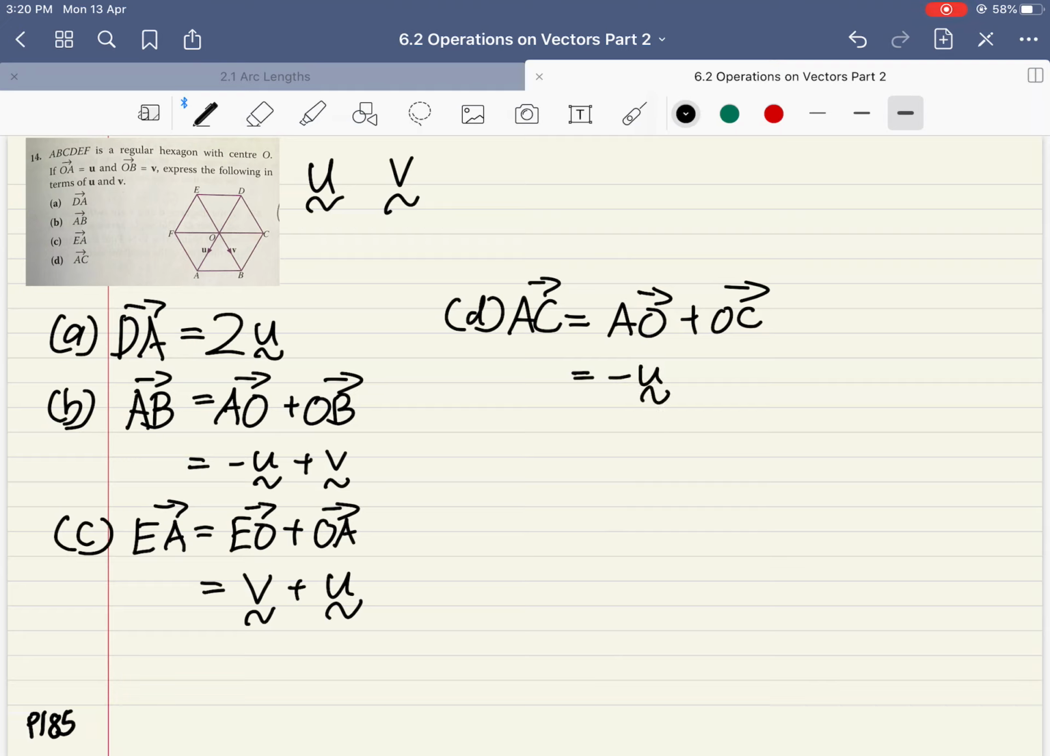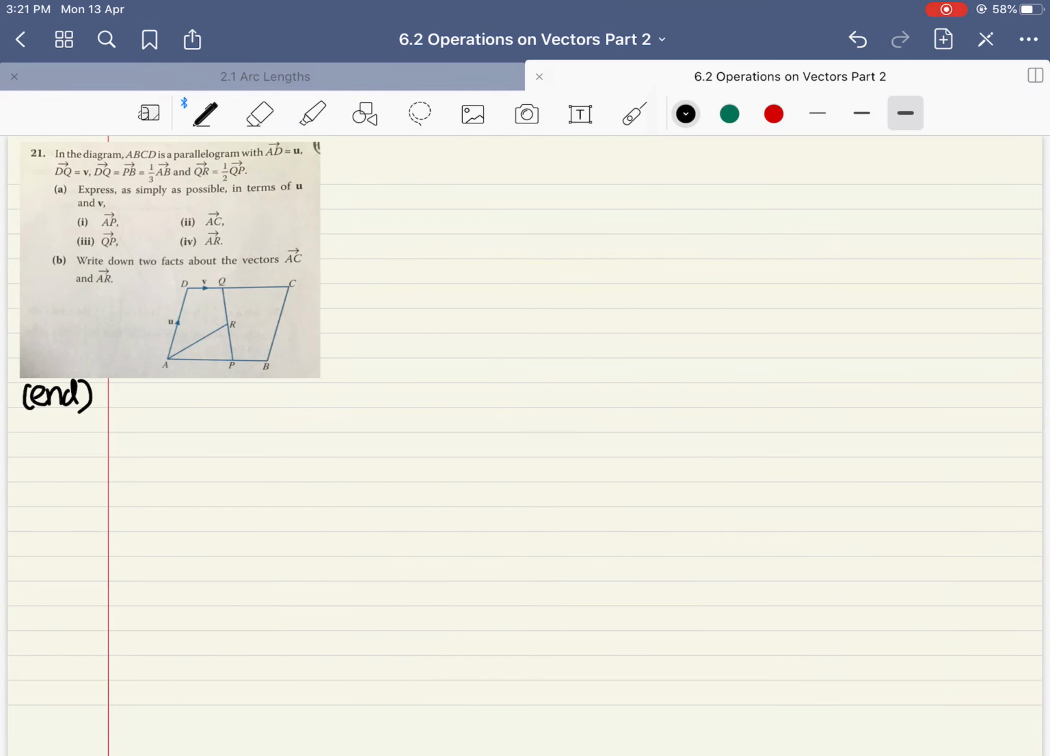So what I first get is AO is negative U, then plus OC. OC in this case is the same as vector AB. So it's plus negative U plus V. If I simplify, I get V minus 2U.